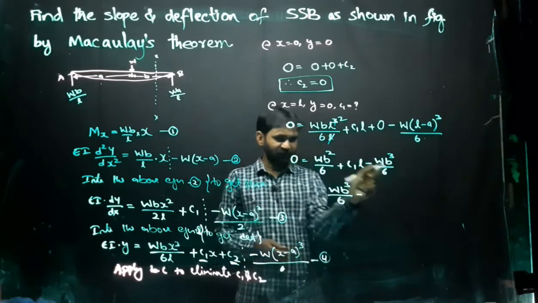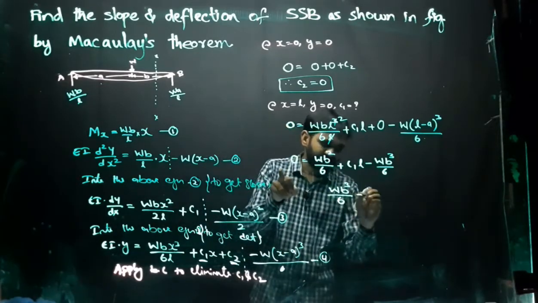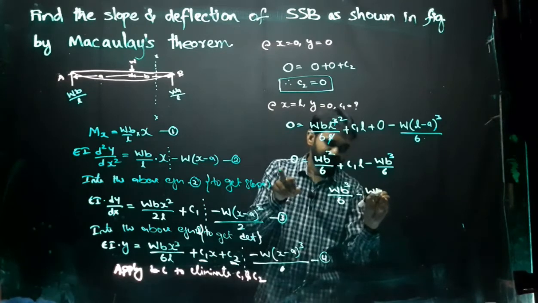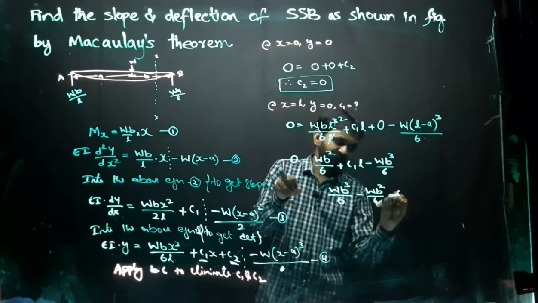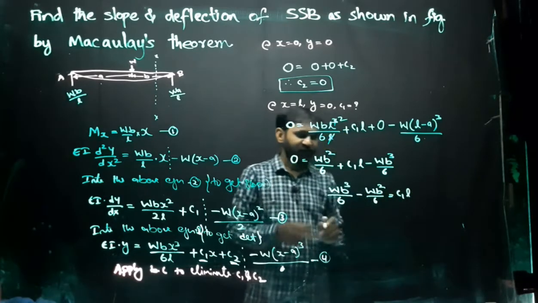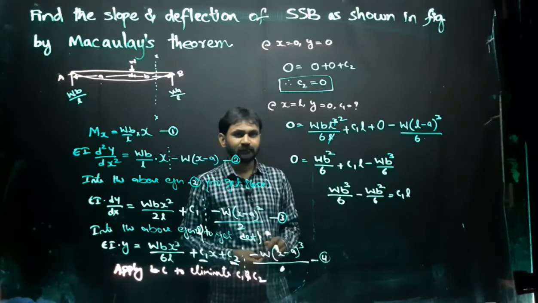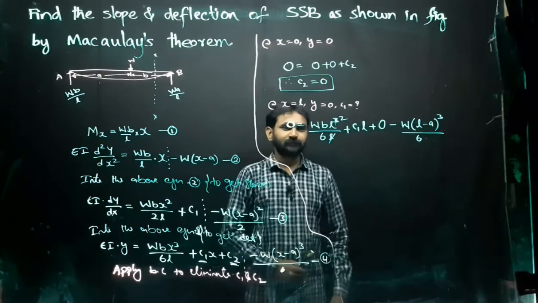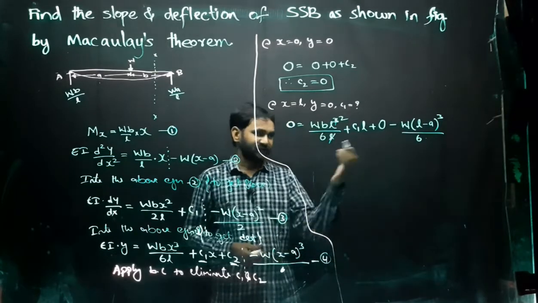So it is minus. When it comes to the LHS it becomes plus, and this plus will become minus, so this is WB square by 6 equal to C1L. Now let us solve this again.